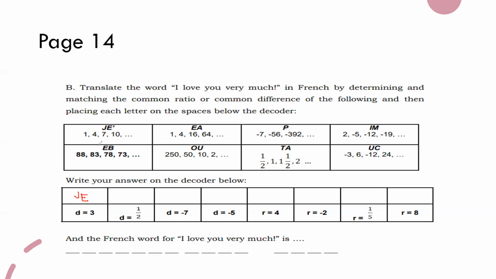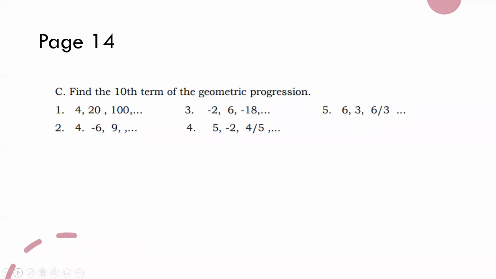Compute ka pa. Utakan. And next, I think this is the last one. Find the 10th term in the geometric progression. So gagamitin ninyo ang formula. Ang lahat ng hahanapin ninyo ay 10th term. 10th term ng 4, 20, 100. 10th term ng 4, negative 6, 9. 10th term ng negative 2, 6, negative 18. 10th term ng 5, negative 2, 4 fifths. And 10th term ng 6, 3 and 6 thirds.